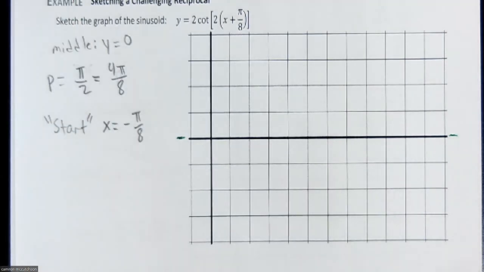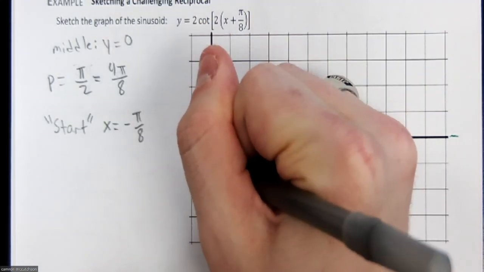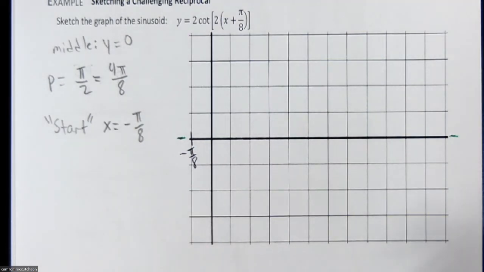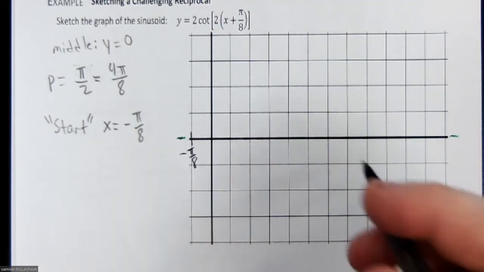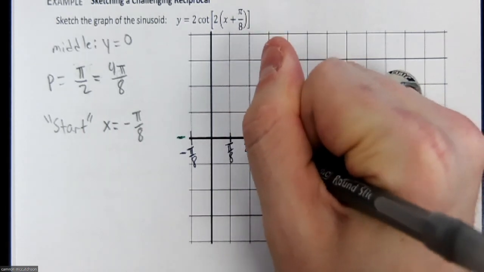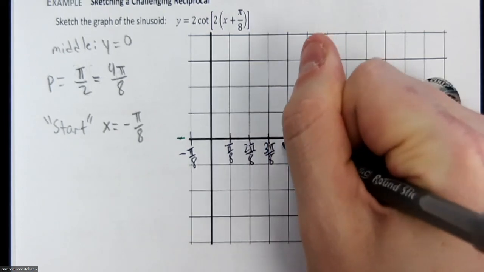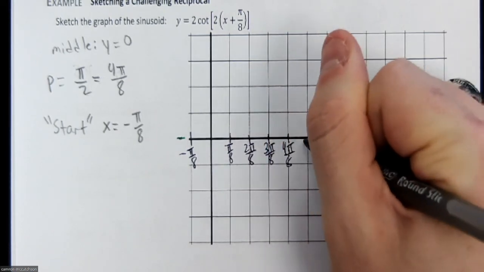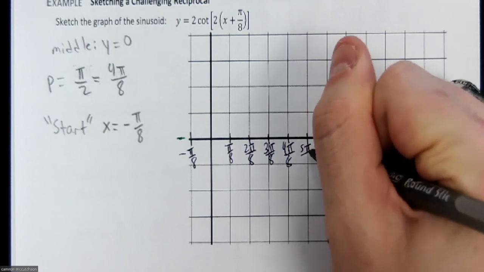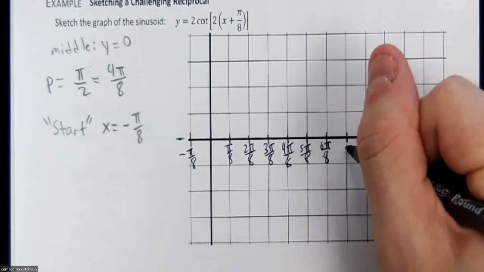Looks to me like I need my x-axis to go by pi over 8s. And here is negative pi over 8. I'm going to take this one out to 7 pi over 8. So 1 pi over 8, 2 pi over 8, 3 pi over 8, 4 pi over 8, 5 pi over 8, 6 pi over 8, and lastly 7 pi over 8.